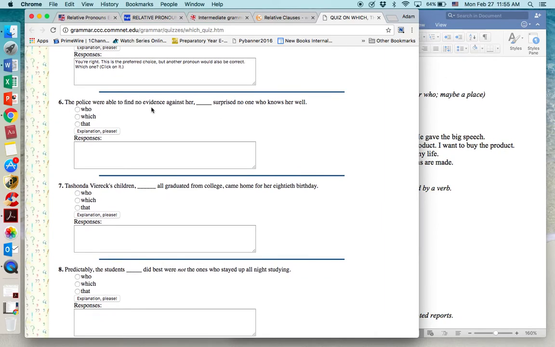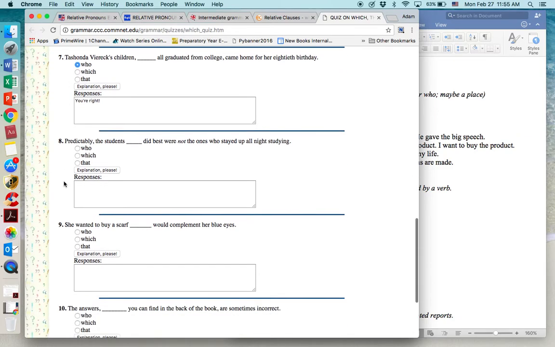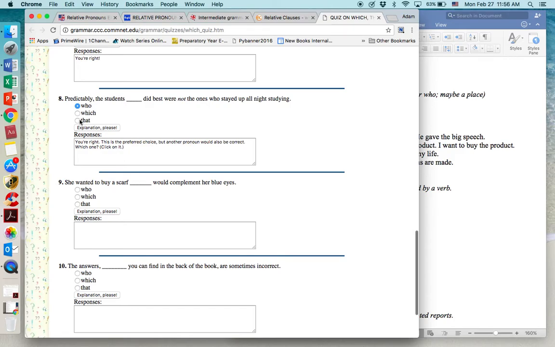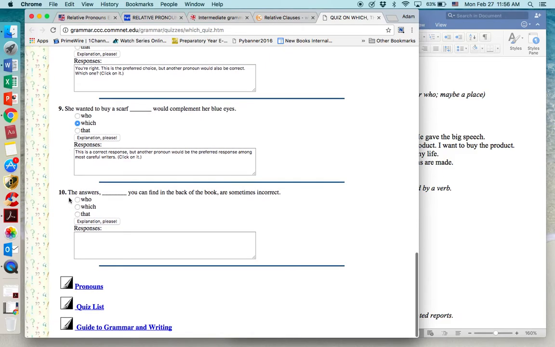The police are able to find no evidence against her, which surprised no one. Tashanda Virek's children, who all graduated from college. Predictably, the students blank did best. Who did best? Or I suppose we could say that did best. But because they're students, people, who is our first choice. She wanted to buy a scarf that would complement her blue eyes, or which, again, either is correct. The answers, which you can find in the back of the book.